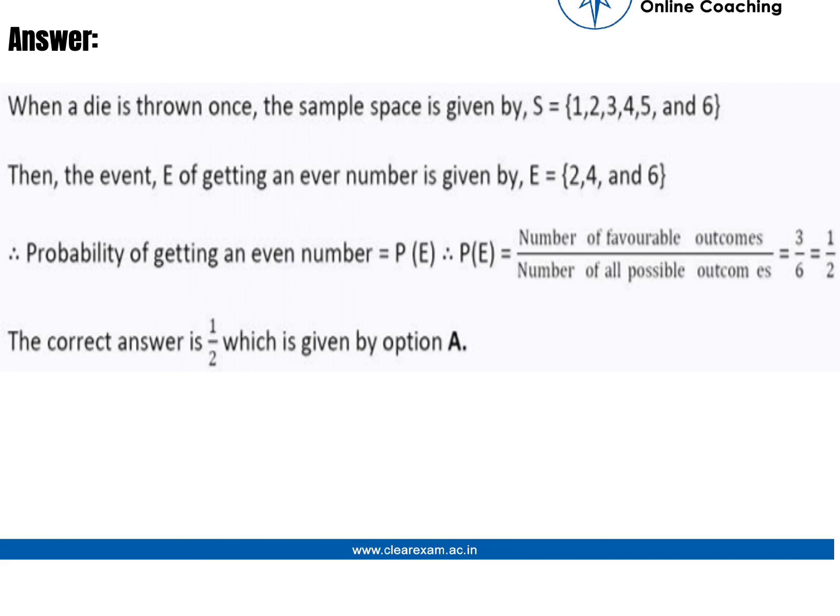When a die is thrown once, the sample space is given as 1, 2, 3, 4, 5, 6. Sample space means possible outcomes. Then the event E of getting an even number is given by 2, 4, 6. I have told you. And the probability of getting an even number, this is the formula I have told you: number of favorable outcomes upon number of possible outcomes. Favorable outcomes, 3 I have told you, and 6, and the answer is 1 by 2. So the correct option is A.